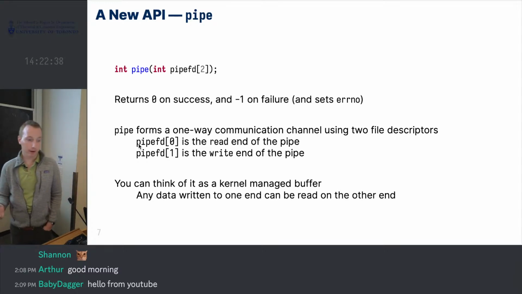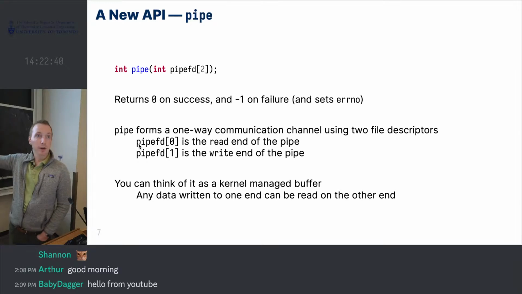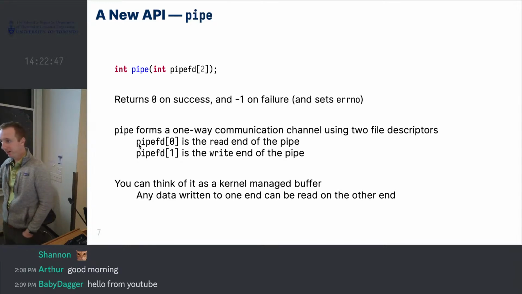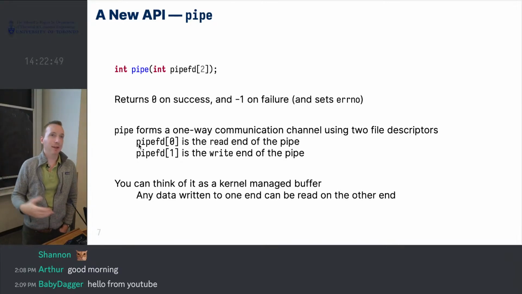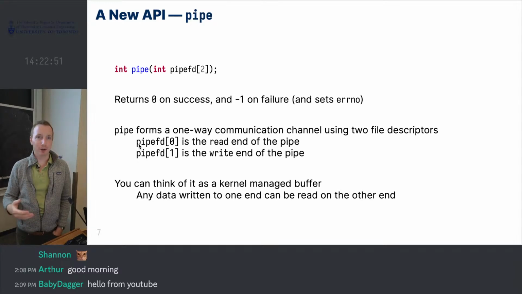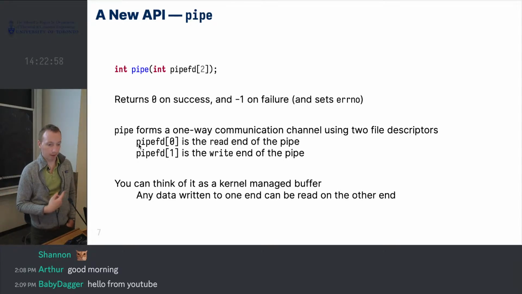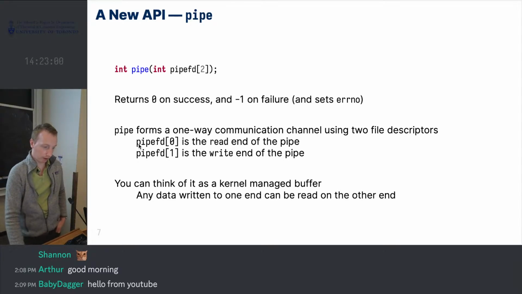And how that works is whatever data you write to the write end of the pipe, if you call read on the read end of the pipe, you'll read that data. So it's basically just writing into a kernel-controlled buffer that you don't get to see, and any data you write into it, you can read out from the other end.